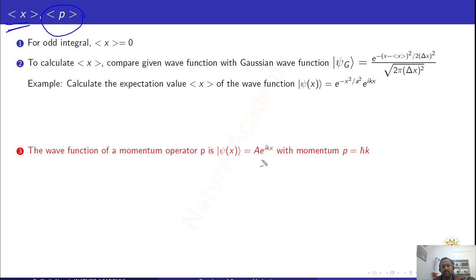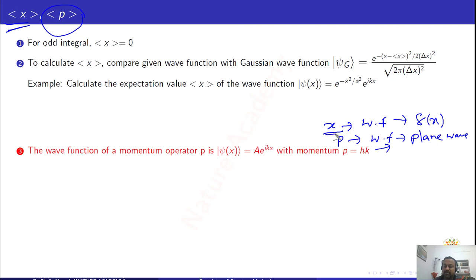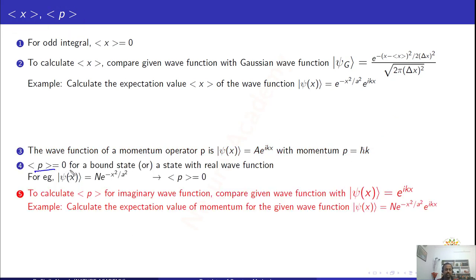The wave function of a momentum operator is given by A into e power ikx, with momentum p equal to h bar k. In the previous cluster, I discussed that the wave function of the position operator will be a Dirac delta function, and for the momentum operator, the wave function will be a plane wave. For momentum, the wave function will be a plane wave; for position, the wave function will be a Dirac delta function. So the expectation value of momentum is 0 for a bound state or a state with a real wave function. That means, for example, if the wave function is given by psi of x equals N into e power minus x squared by a square, then the expectation value of momentum is 0.